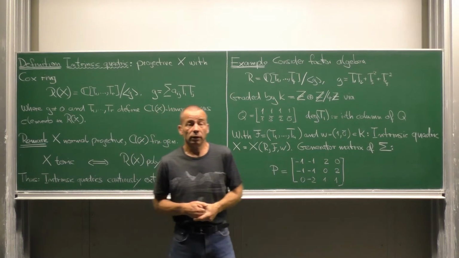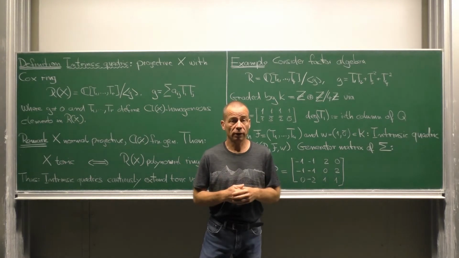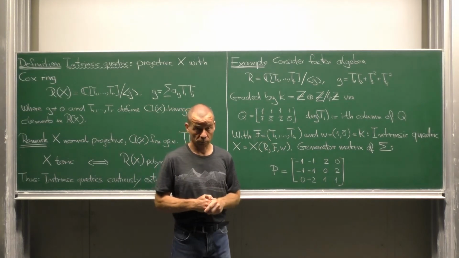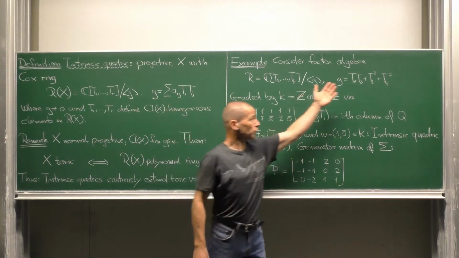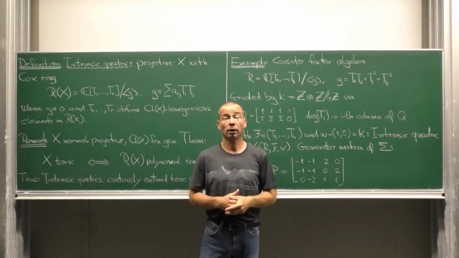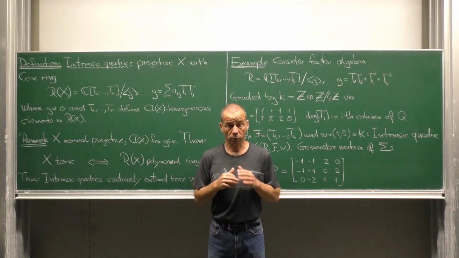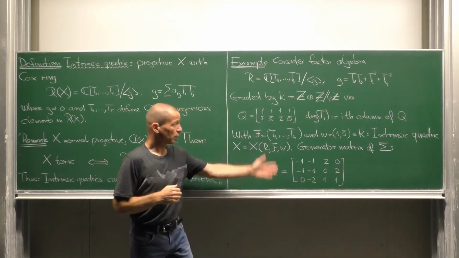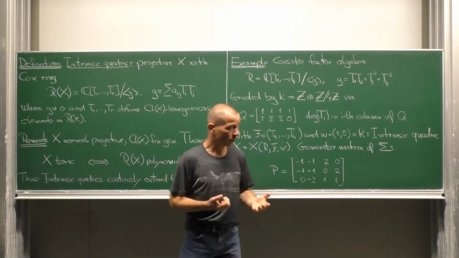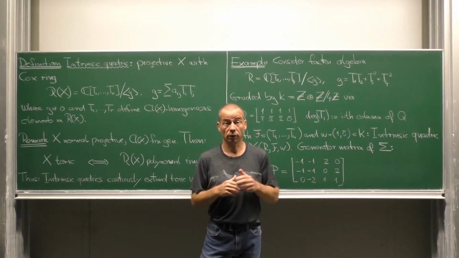Then R gets graded by K equal Z plus Z mod 4Z by defining the degree of the ith variable to be the ith column of the matrix Q. Observe that for the two squares, the degrees of the corresponding variables are distinct. This grading turns out to be factorial. Even more, with the canonical generator system F and W equal (1, 0), we obtain a Bunch ring and thus a variety, which by definition is an intrinsic quadric.